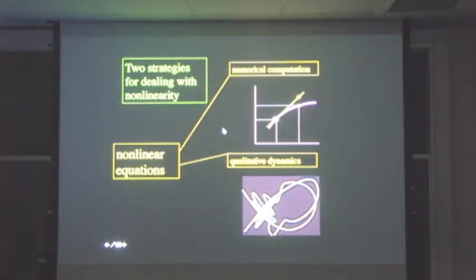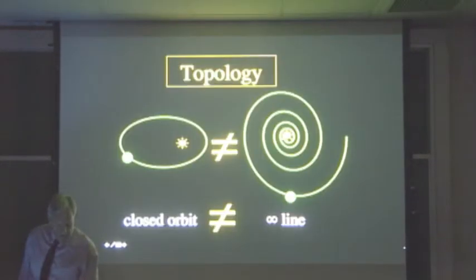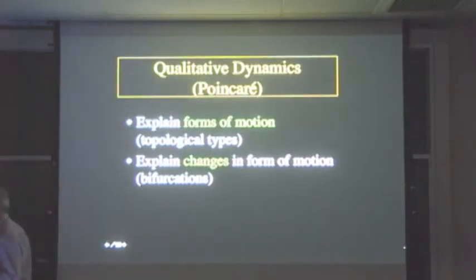But Poincaré said there are two ways to deal with this nonlinearity, two ways to deal with this unsolvability. Numerical computation, very important. But there's another method, which he called qualitative dynamics. And in qualitative dynamics, you have a different objective. You're no longer trying to describe the exact trajectory, you're trying to explain the form of motion, whatever that means, and you want to explain changes in the form of motion, which he called bifurcations.